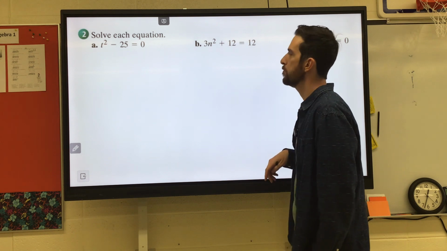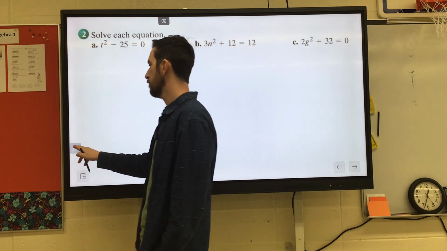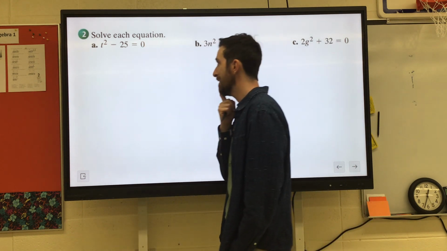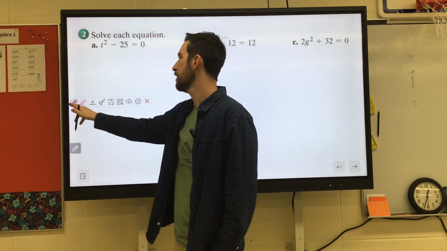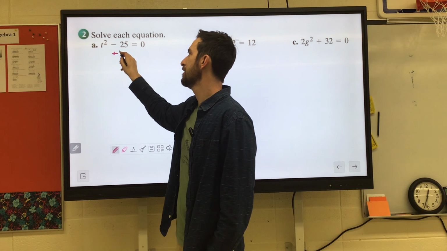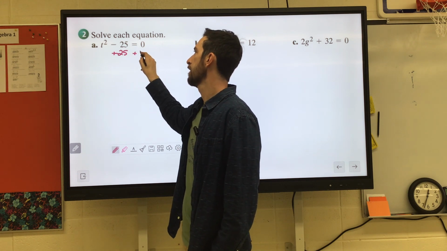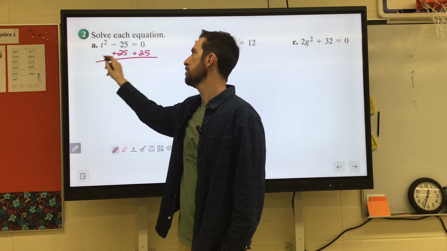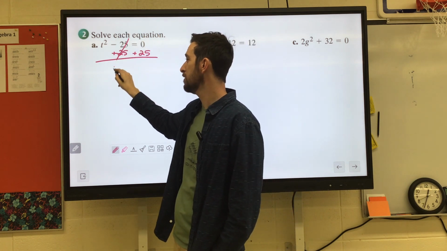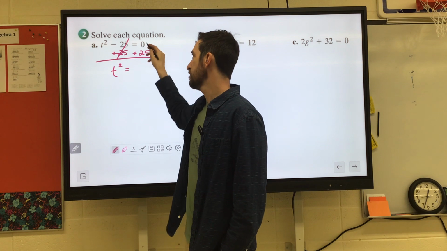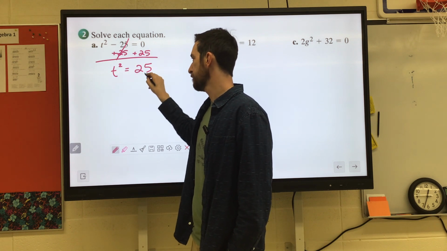There we go. 3 more. So we're going to get it down to the whatever squared first. So on A, it's t squared minus 25. We got to get rid of the minus 25. We're going to add it to get rid of it. If you do it to one side, do it to the other. Because negative 25 plus 25 is 0. So we just have t squared, and then 0 plus 25 is 25.